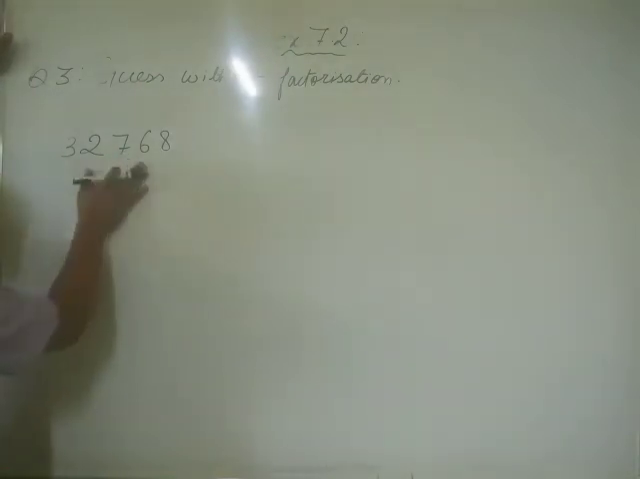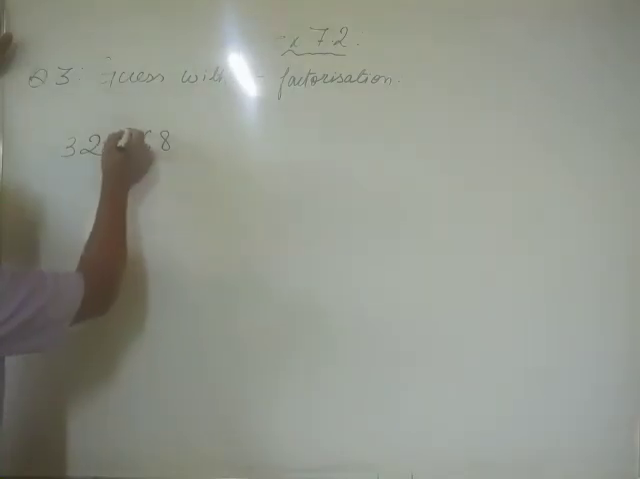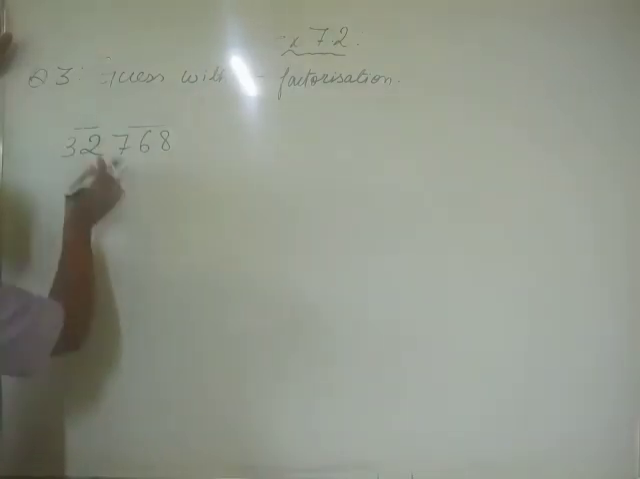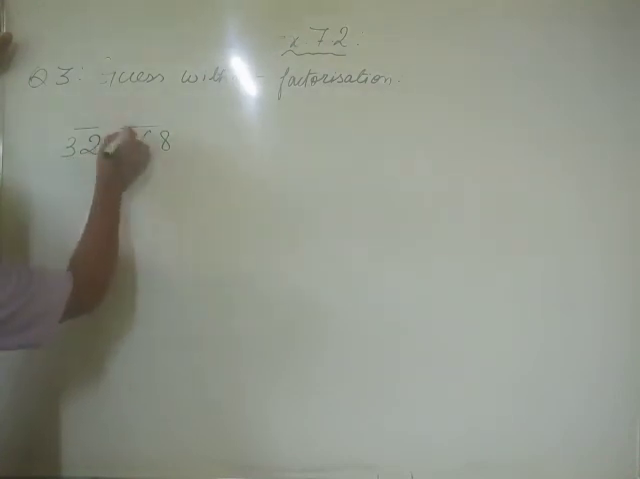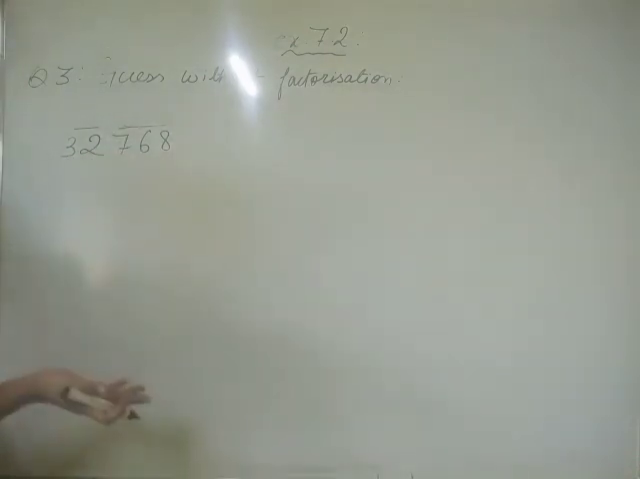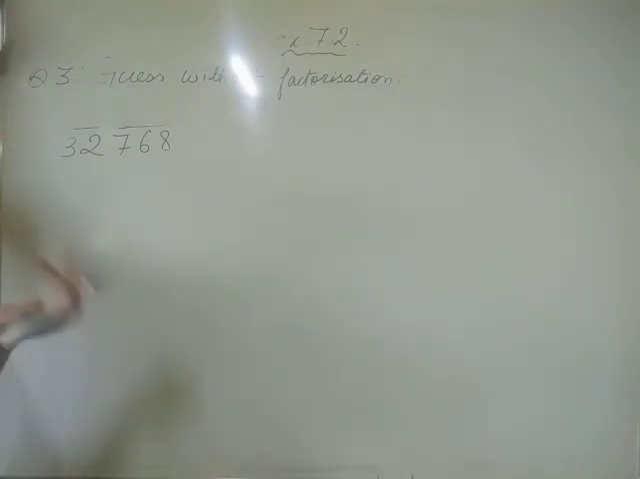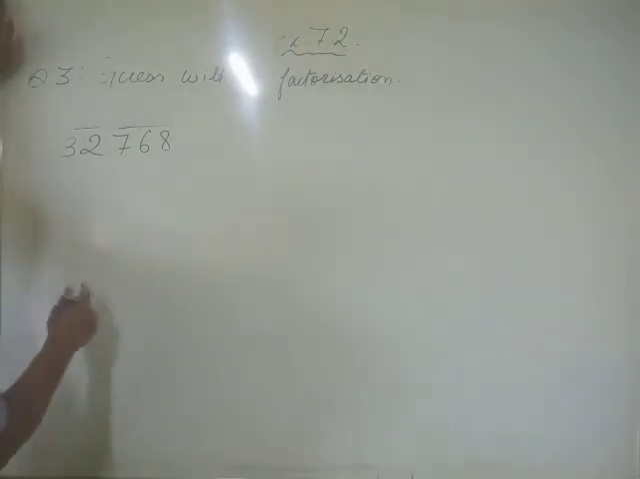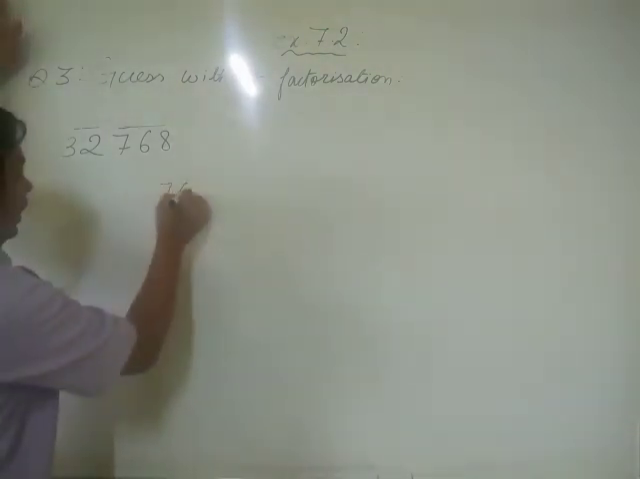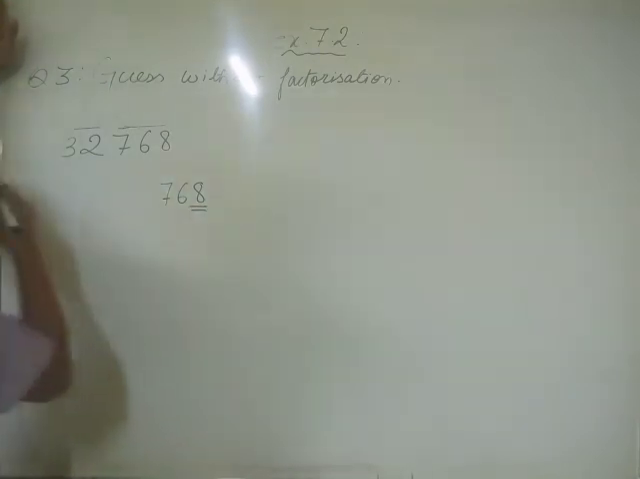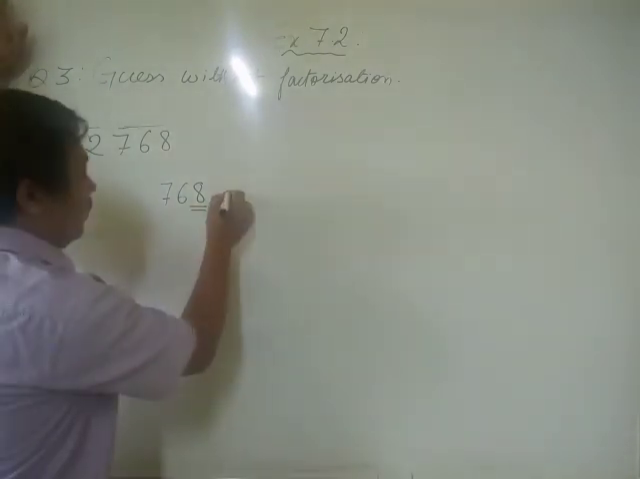Okay, perfect cube. Here we are going to group the digits in threes, and after grouping this 3, only 2 digits remain. Then from here we get 7, 6, 8. In 7, 6, 8 we have 8 as the last digit. So what will be the digit in the unit place?